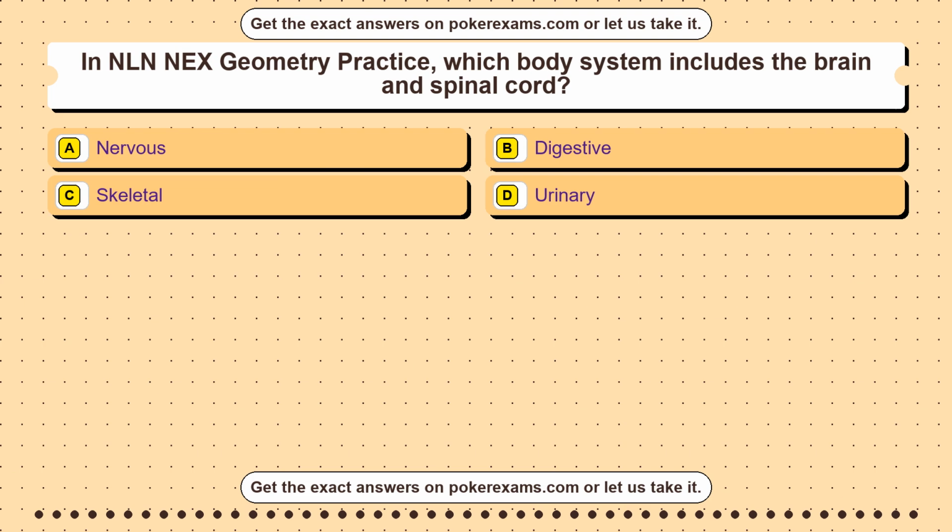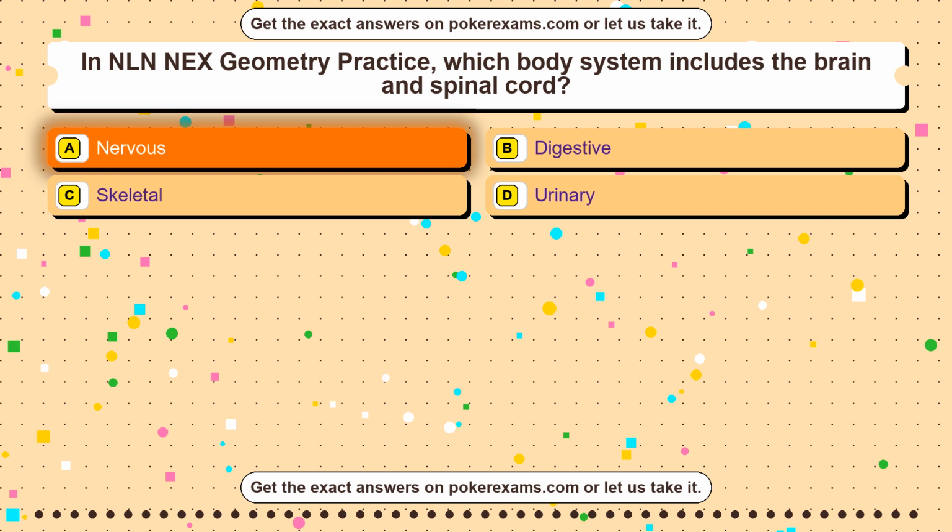Question 33. In Get Geography Practice, which operation undoes multiplication by 5? Option A, divide by 5. Option B, add 5. Option C, subtract 5. Option D, multiply by 10. The correct answer is option A.